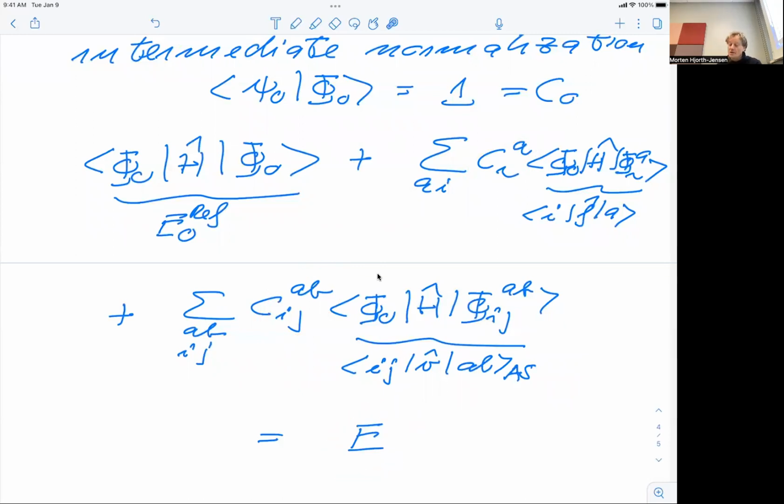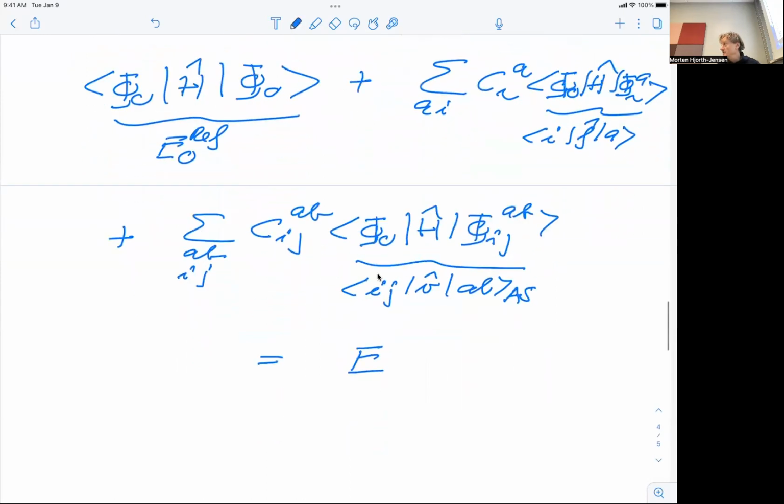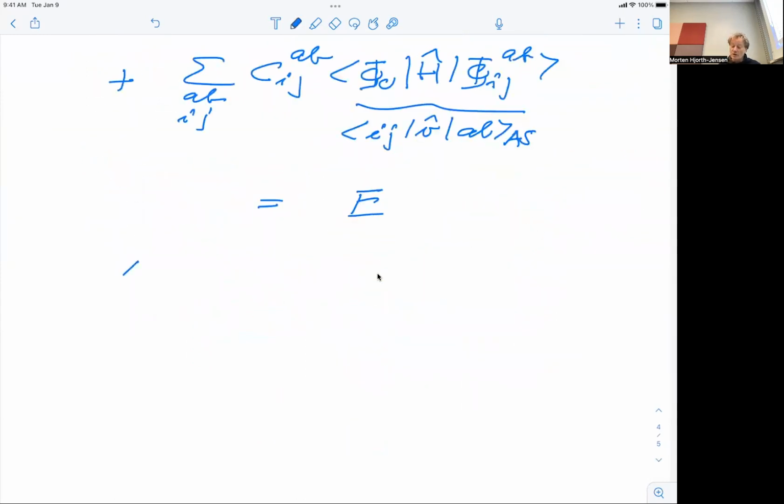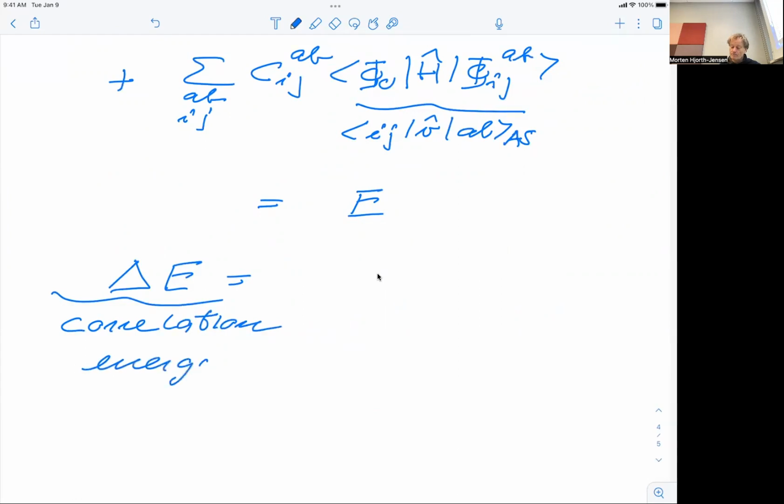So what's common now is actually to reshuffle this one to the right-hand side, and that defines the correlation energy. So let me just bring up that. So we can rewrite everything in terms of a delta E. And this quantity is in the literature called the correlation energy. And that's going to be equal to the exact energy minus this quantity, which we can calculate, the reference energy. And what we are hoping for is that this term here is as small as possible.